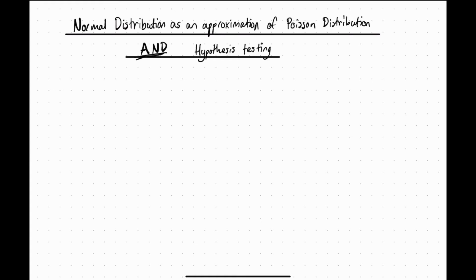We're moving on to normal distribution as an approximation of Poisson distribution, as well as hypothesis testing. So, guys, hi. Last lesson, we did Poisson as an approximation of binomial. This lesson, we're doing normal as an approximation of Poisson.